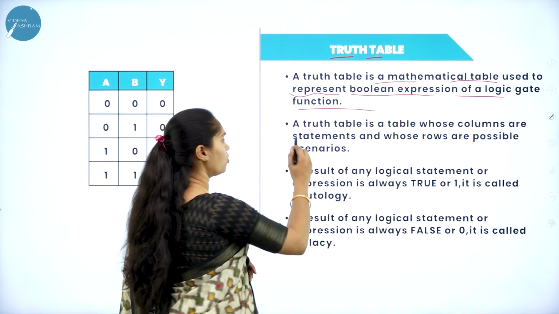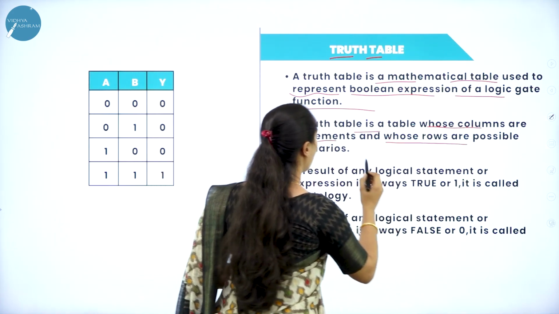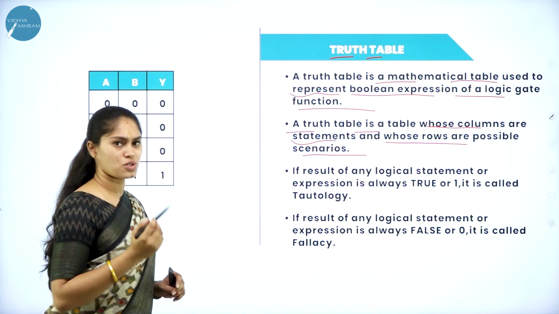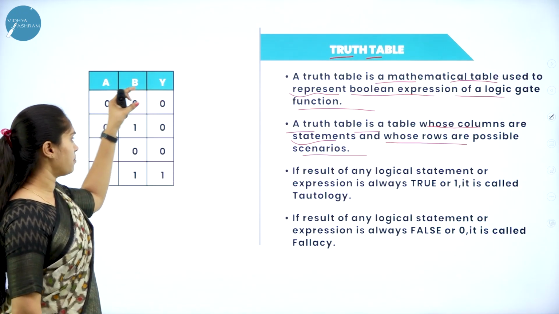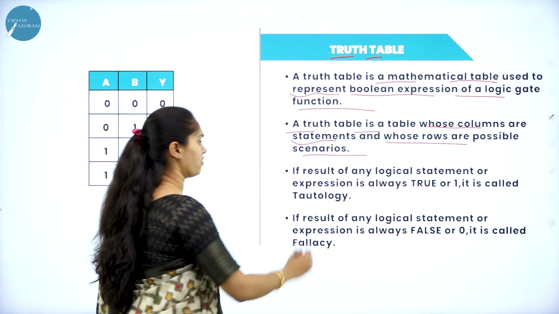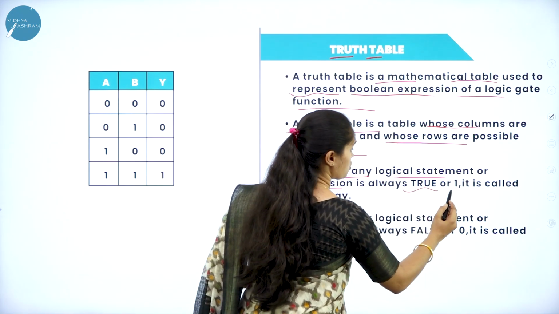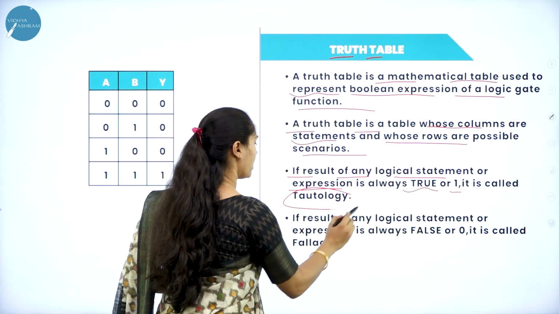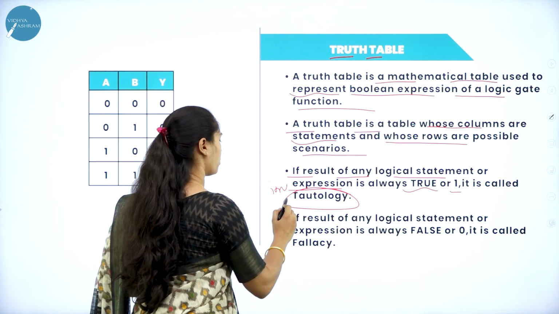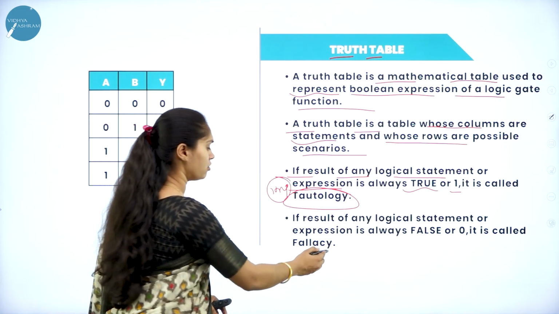A truth table is a table whose columns are statements and whose rows are possible scenarios. So if you see here, these are the statements, and these rows will be considered as the scenarios. If the result of any logical statement or expression is always true or 1, then that will be called a tautology. Very, very important question for 1 and 2 marks. What do you mean by tautology and fallacy?